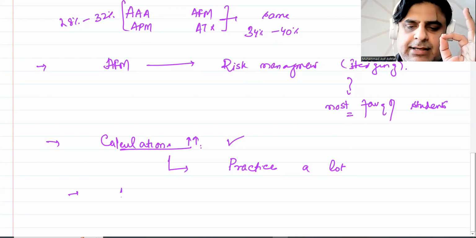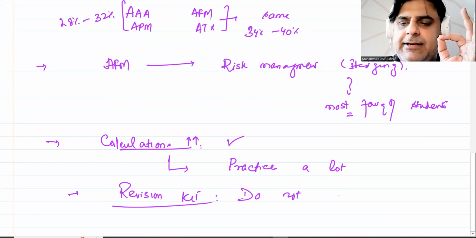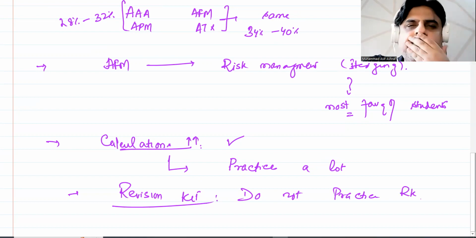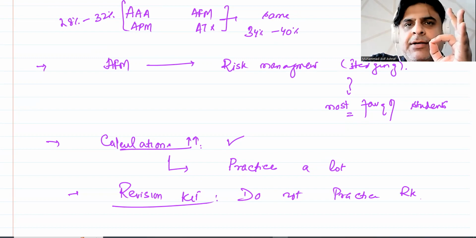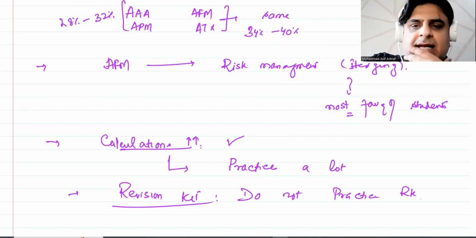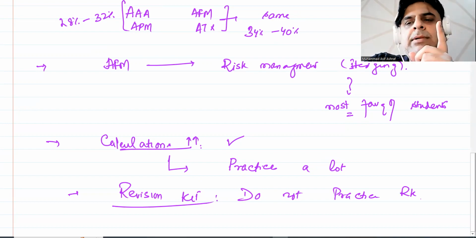The next point is, students do not practice the revision kit. This is one of the biggest reasons for failure in this paper. They do not practice a lot from the revision kit. They just understand the topic and practice 1 or 2 questions from each topic like they did in the other papers, and they expect to be able to tackle the question in the exam. No, it is not going to happen.